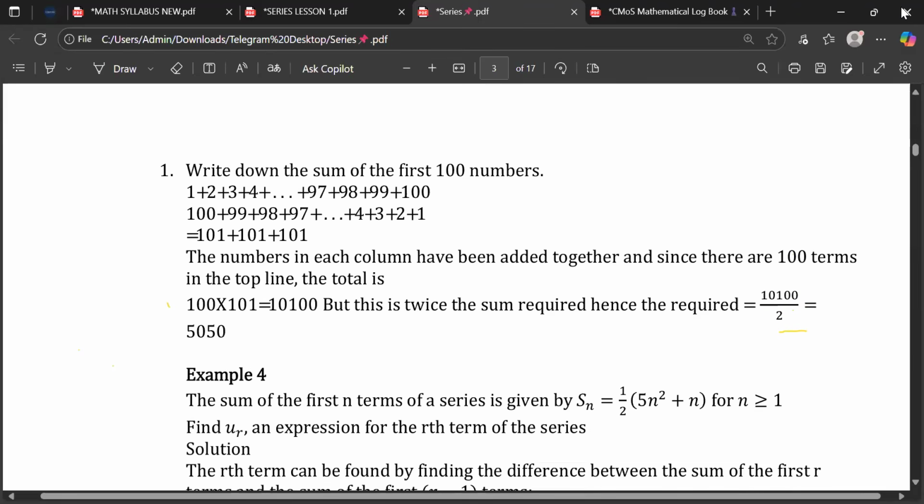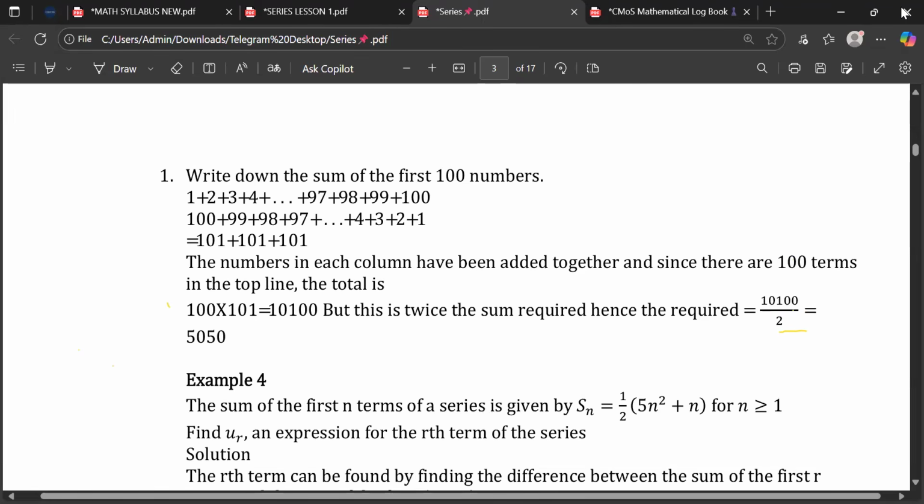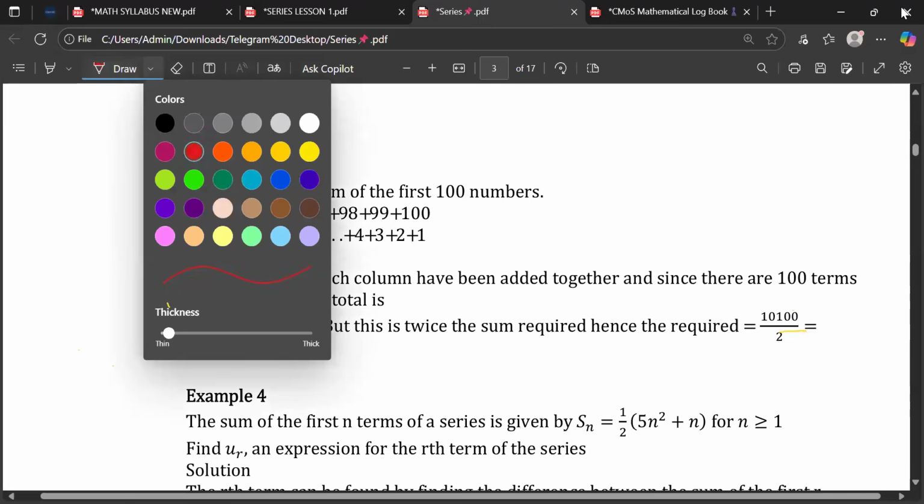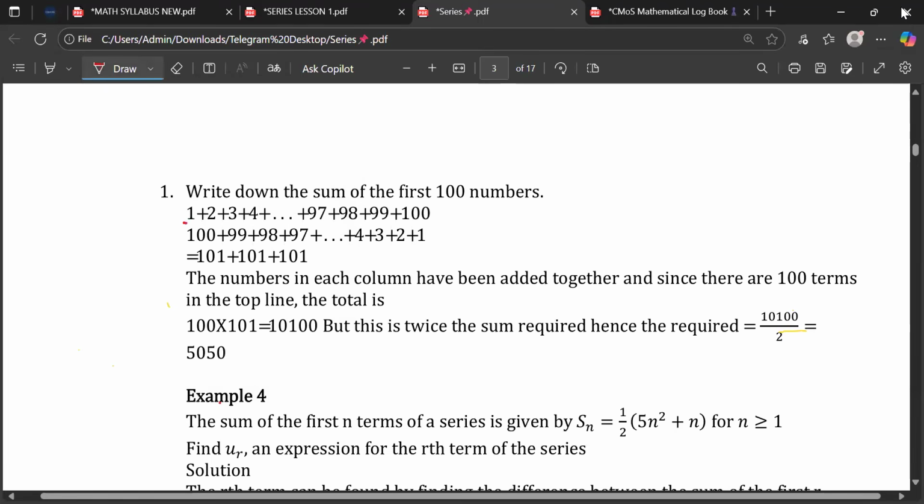Now, you people, look at this question. They want the sum of the first 100 numbers. That was the question. They want the sum of the first 100 numbers.